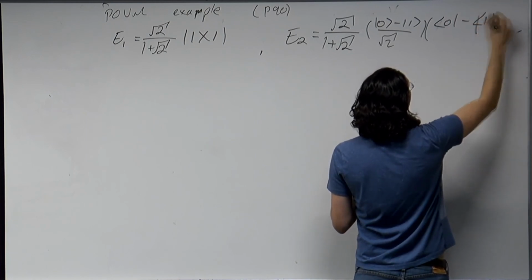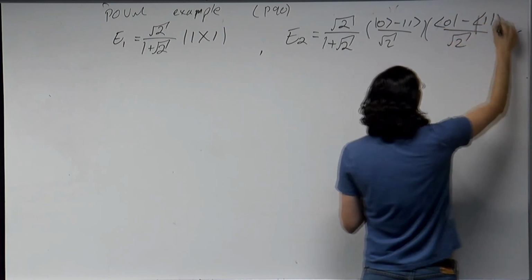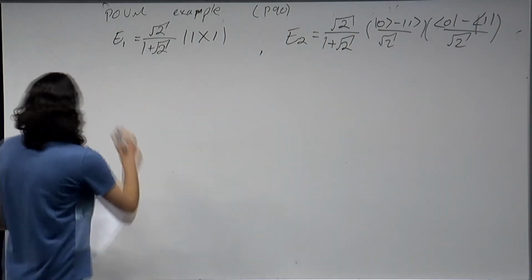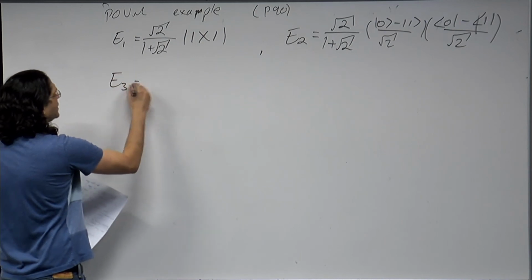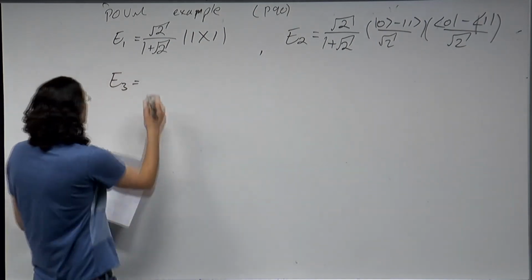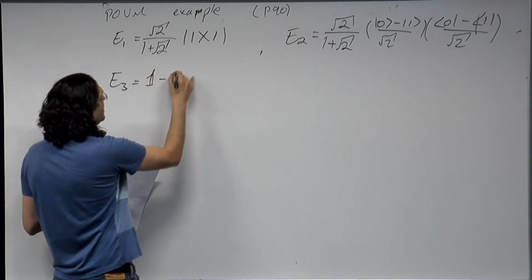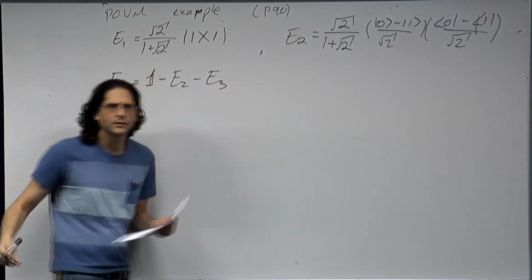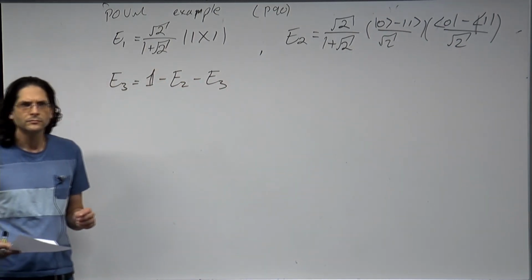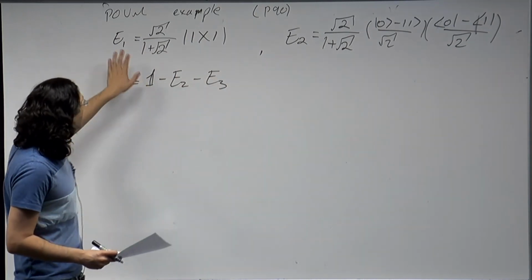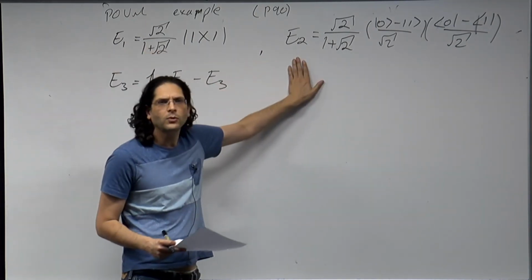Minus 1 over square root of 2. Okay, this is E2. And E3, since we need all the E's to sum up to 1, E3 is just going to be 1 minus E2 minus E1. So this forms a POVM basically, because E3 plus E1 plus E2 equals 1.